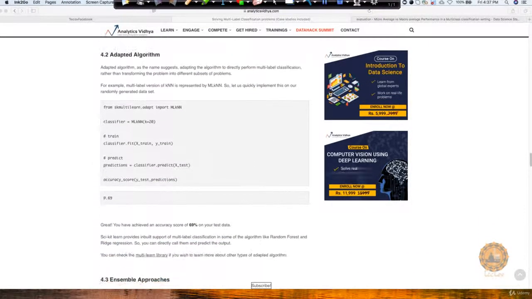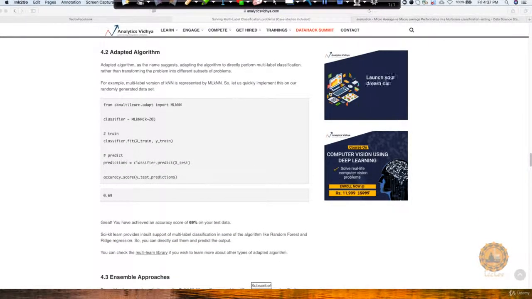Now there is one interesting approach which is called the adaptive algorithm. What is an adaptive algorithm? An adaptive algorithm is where you can change your corresponding algorithm itself. For example, let's say I have a KNN algorithm, K nearest neighbor. I can convert it by using ML-KNN. So there can be a different algorithm which takes care of multi-label class values. And the way it works is, you can think of it something like this.